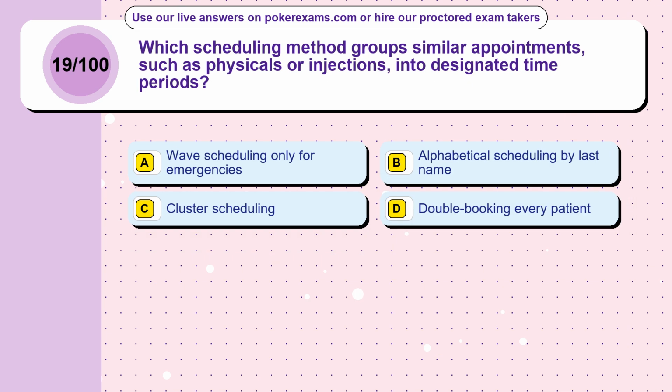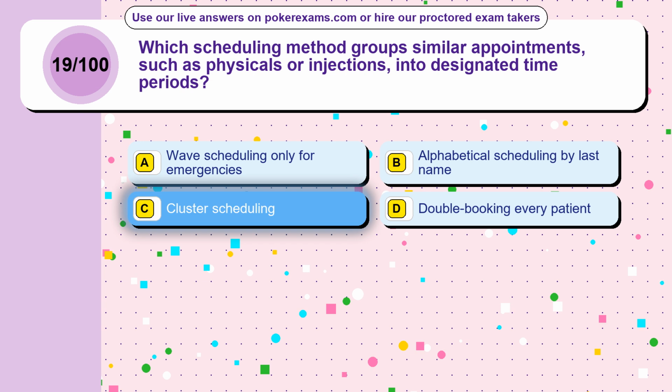Question 19. Which scheduling method groups similar appointments, such as physicals or injections, into designated time periods? Option A. Wave scheduling only for emergencies. Option B. Alphabetical scheduling by last name. Option C. Cluster scheduling. Option D. Double booking every patient. The correct answer is option C.